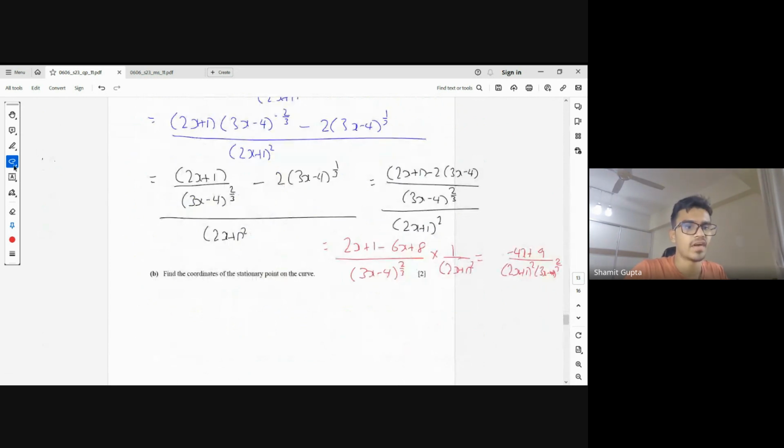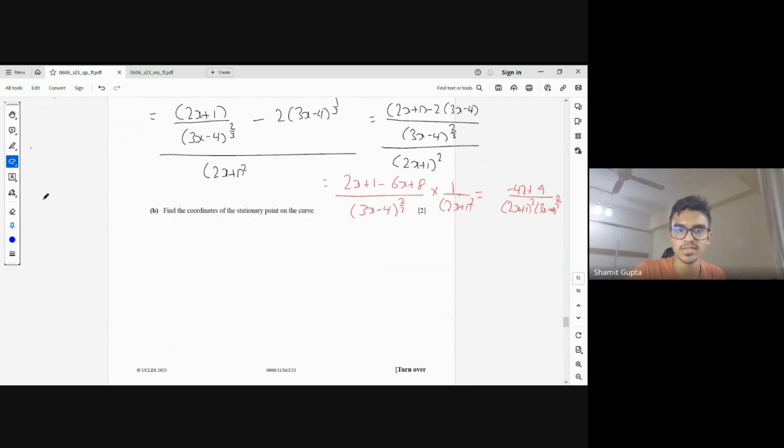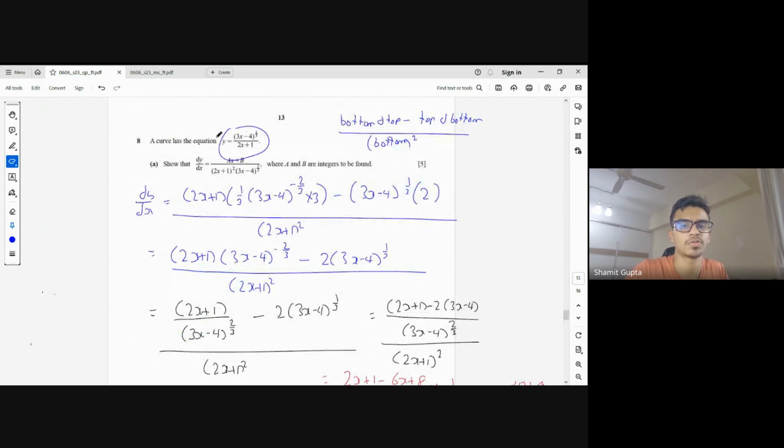Yeah. Find the coordinates of the stationary point on the curve. So we have to make this equal to 0. So that means minus 4x plus 9 equals 0. This is very simple. The whole denominator is actually just going to cancel. Are we done? No. Only the x coordinate we found. We have to find the y coordinate. So x equals 9/4, we put it here.